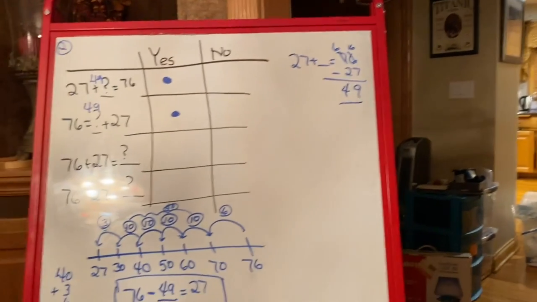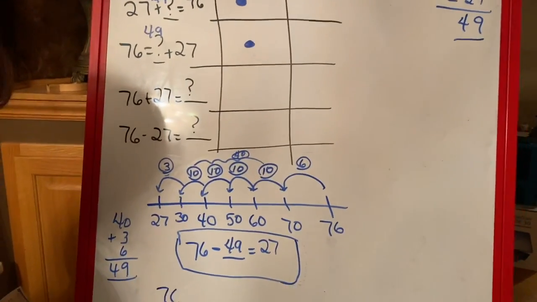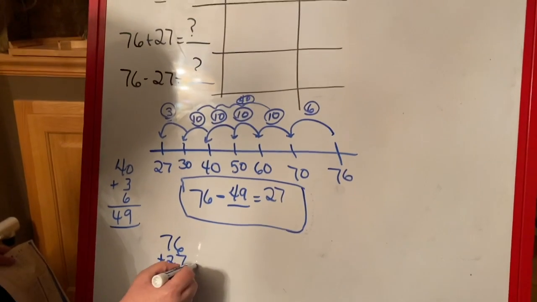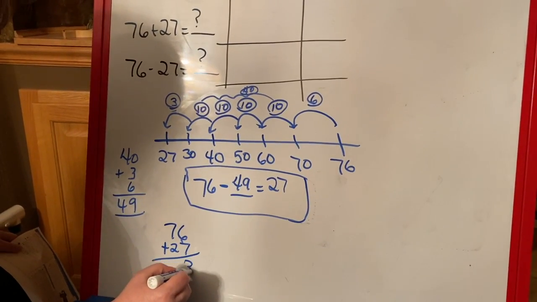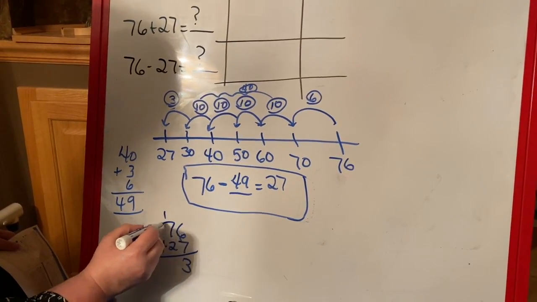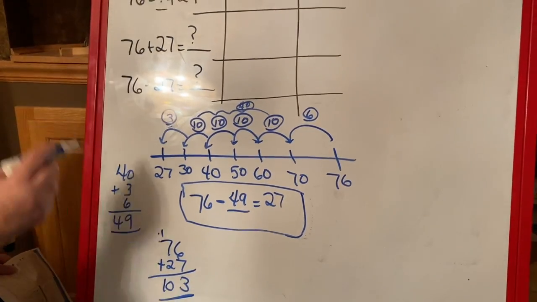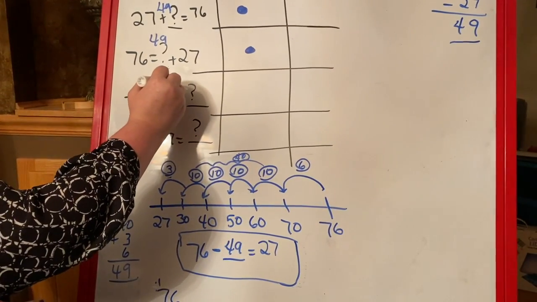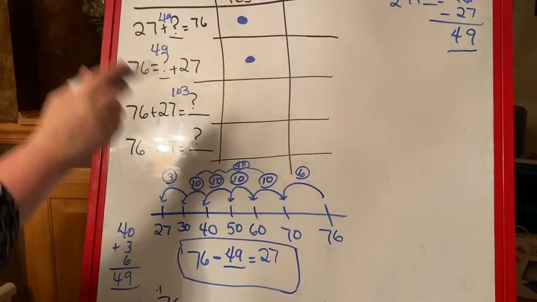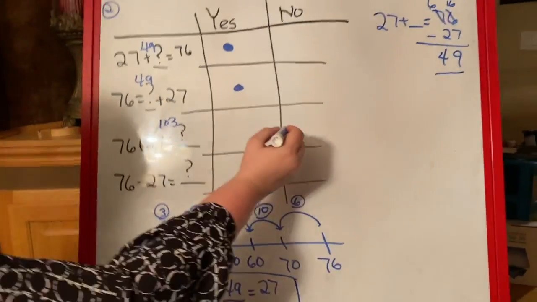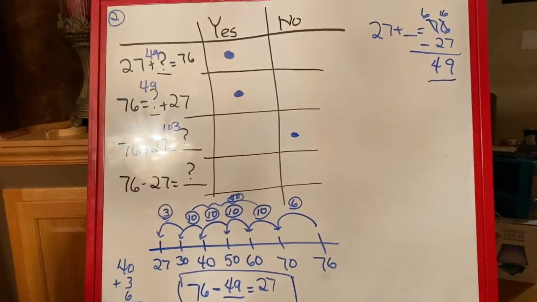Now 76 plus 27. Let's come down here and add that up. What are we going to get? 7 plus 6 is 13. Bring down my 3, carry my 1. 7 plus 1 is 8, plus 2 is 10. 103. Does this work here? Is this part of anything? No, not at all. We'd have to hit a no.